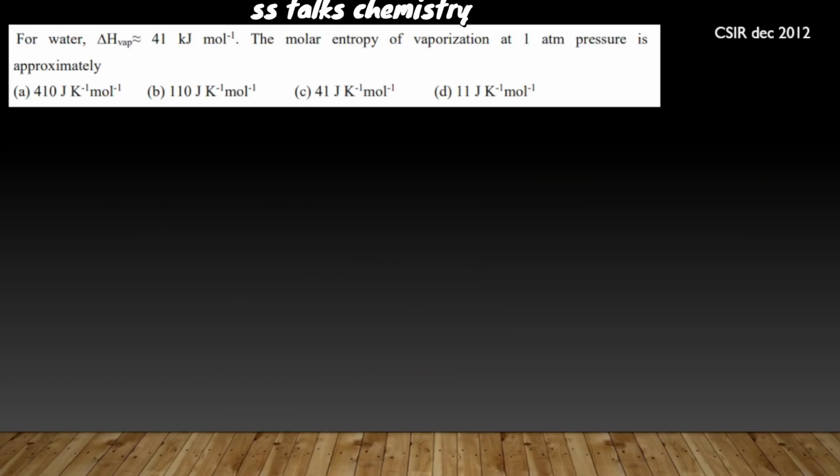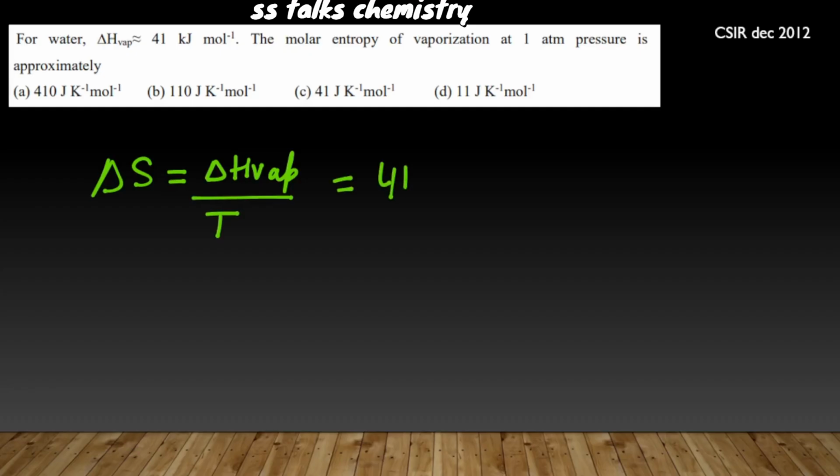Okay. Next, this question now. For water, delta H of vaporization has been given to us, and we need the molar entropy of vaporization. So water is evaporating, that is, from liquid you are going on to the vapor phase. For the phase transition, the entropy value is equal to delta H of vaporization upon the temperature, which is its boiling temperature.